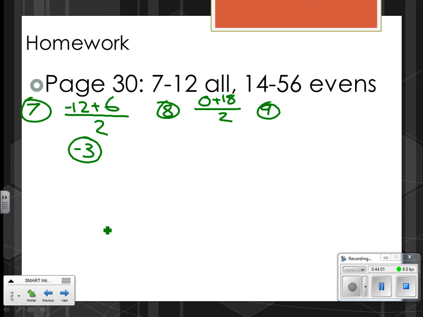Number 9, still finding midpoint. This time I've got x and y. Add the x's together. So 5 plus 3 would give me 8, divided by 2, 4. Then add the y's together. Negative 3 plus negative 8 would be negative 11.